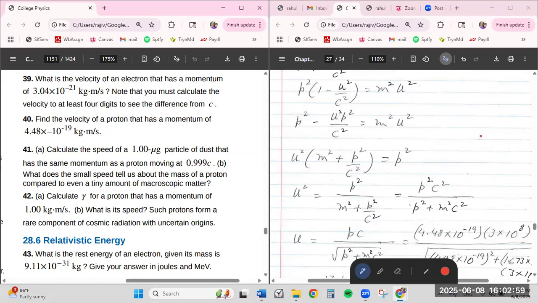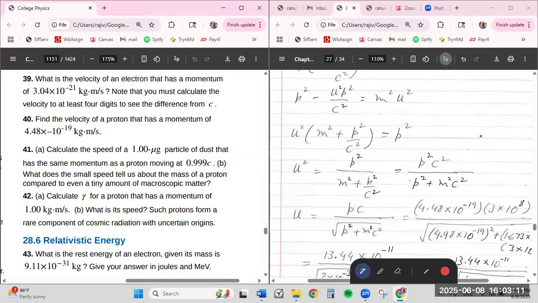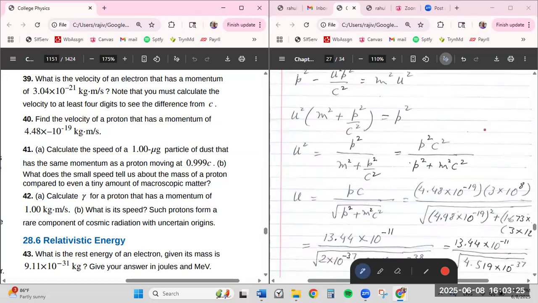squared u squared. And then in order to solve for u, you first bring all the terms that have u in them to the left. Everything else goes to the right. And once you do that, you will then factor out a u squared, and that leaves you with u squared times m squared plus p squared over c squared equals p squared.